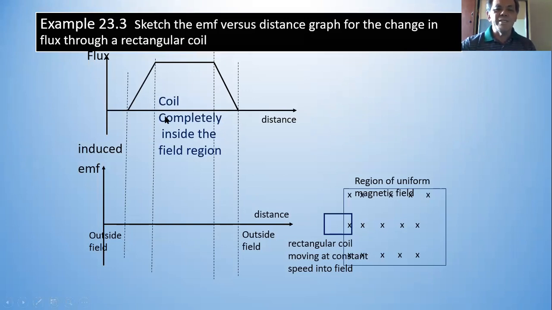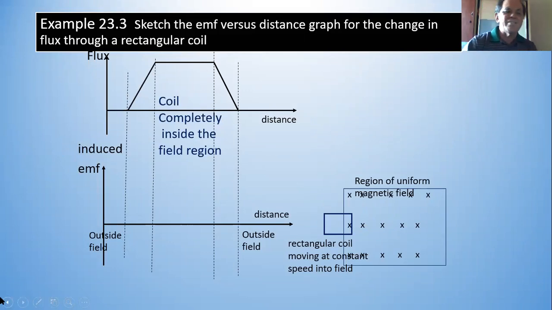When the coil is completely inside, there's no induced EMF because the area is constant. Inside there, area is constant, not changing. Only this part, as it moves in, area starts to increase. So that's why it starts to increase. When it's completely inside, flux is constant, doesn't change.